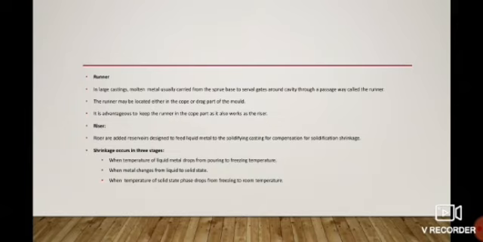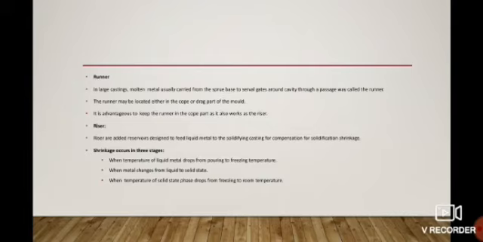Runner. In large castings, molten metal is usually carried from the sprue base to several gates around the cavity through a passageway called the runner. The runner may be located either in the cope or drag part of the mold. It is advantageous to keep the runner in the cope part, and it also works as the riser.